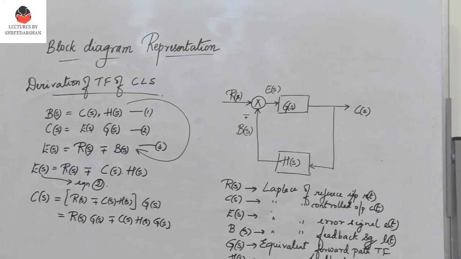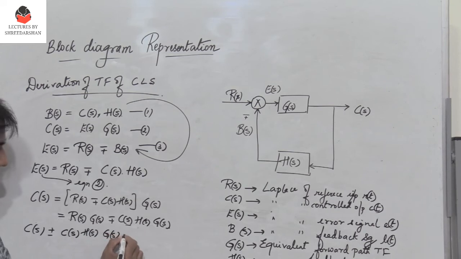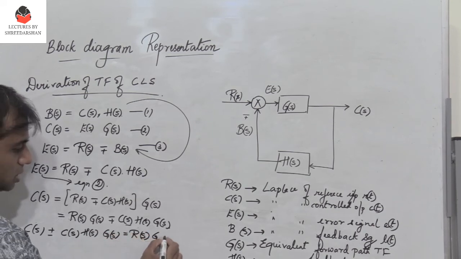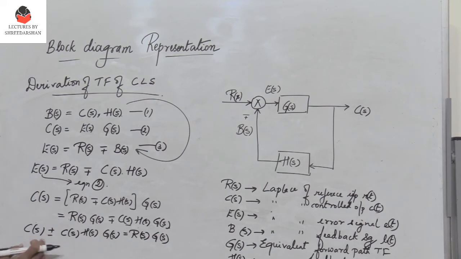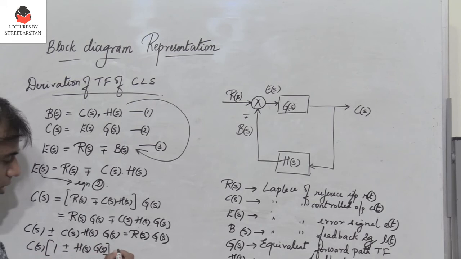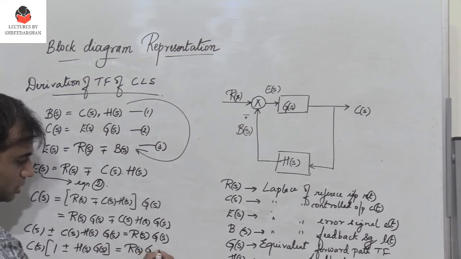Alright. So now what do I need? Let me take this term to the LHS, because I basically need C of S by R of S, which is the output by input. So I take this to the LHS. So I have C of S, minus plus will become plus minus C of S H of S G of S equal to R of S into G of S. Now from these two terms I take C of S common. I get C of S into 1 plus or minus H of S G of S equal to R of S G of S.